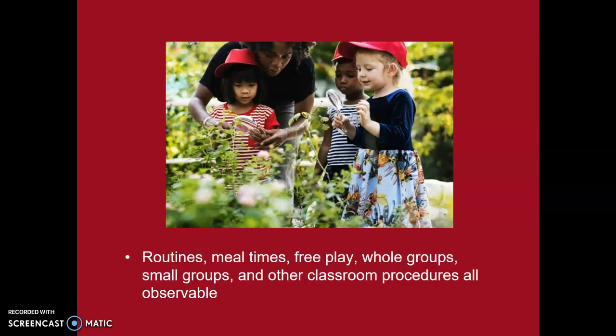Routines, meal times, free play, whole groups, small groups, and other classroom procedures are all observable times of day. We don't observe unstructured gross motor or large motor play because the researchers who created the pre-K CLASS did not test it out on that activity. If the classroom goes to unstructured gross motor play during the CLASS observation, that's not a problem. The observer will just pause the observation and complete it when the unstructured gross motor play ends.